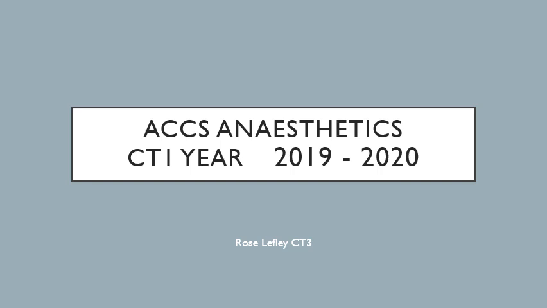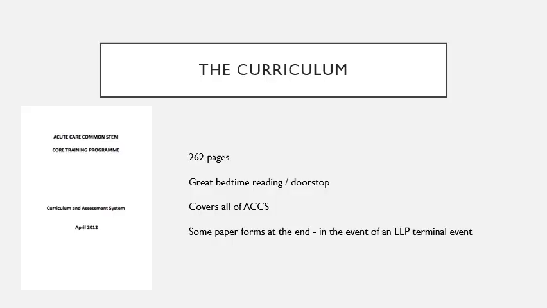This is a guide to the ARCP requirements of your CT1 year and how to navigate through them. The first document you need to be aware of is the ACCS curriculum. It's quite a long read, but it does have some useful forms at the end for assessments, meeting with supervisors, etc. Having said that, try to do as much as possible on the LLP rather than paper forms. It makes it much easier to find later on, both for yourself and your ARCP panel at the end of the year.